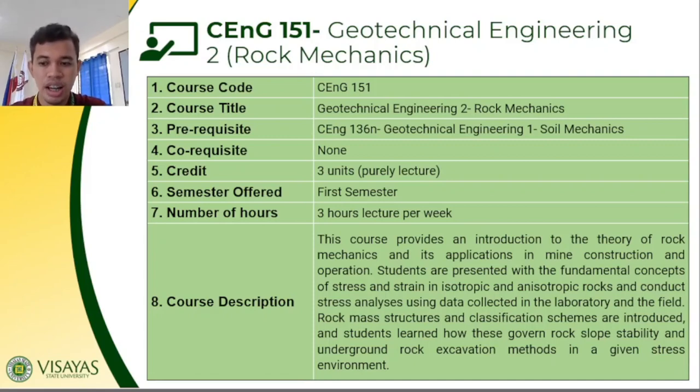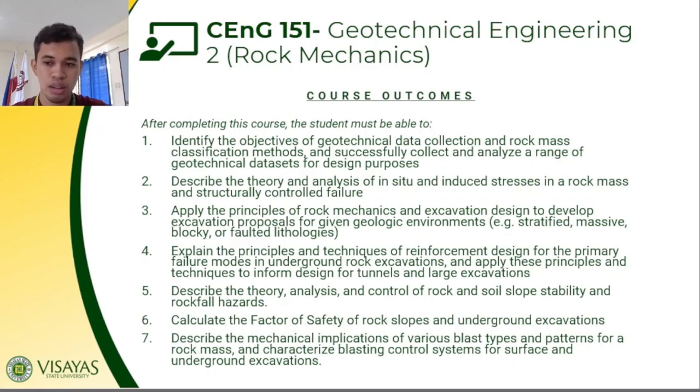So what are the course outcomes for CENG 151 or Geotechnical Engineering 2? After completing this course, the student must be able to, so we have 7 course outcomes. Number 1, you should be able to identify the objectives of the geotechnical data collection and rock mass classification methods and successfully collect and analyze a range of geotechnical data sets for design purposes.